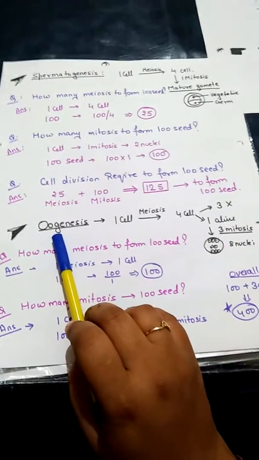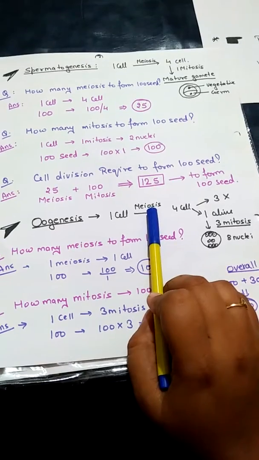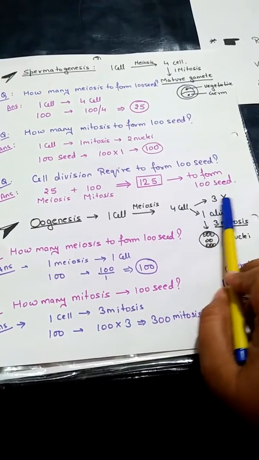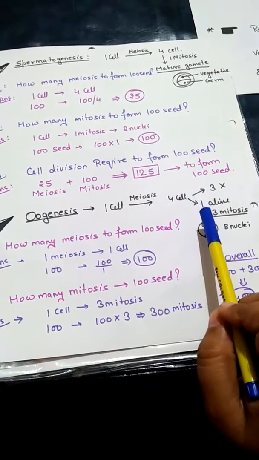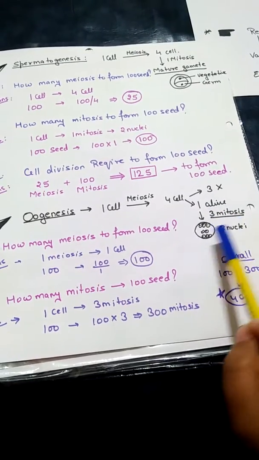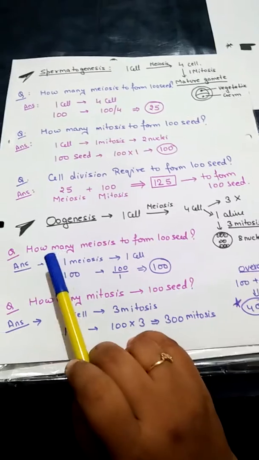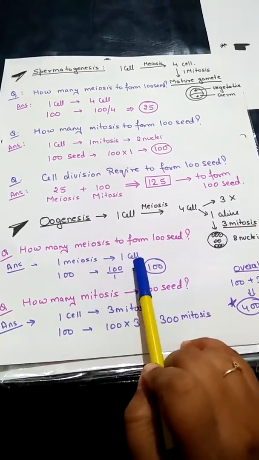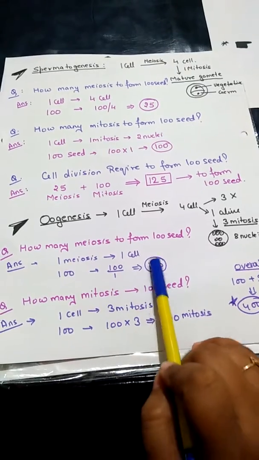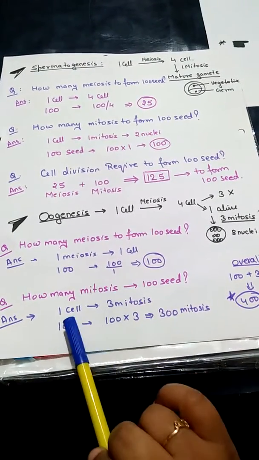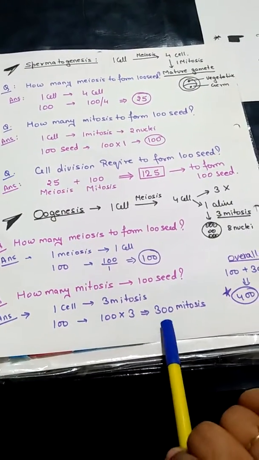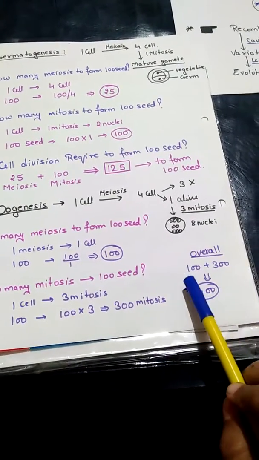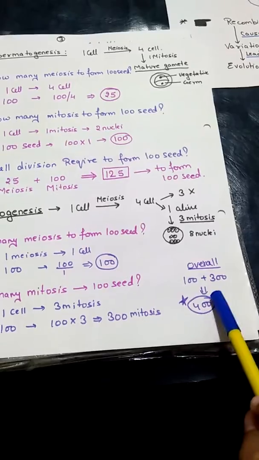Let's see about oogenesis. One cell, when it undergoes meiosis, 4 cells will form where 3 will disintegrate and only 1 will be alive, different from the male part. Now, the one alive cell will do 3 mitoses to form 8 nuclei in a particular cell. How many meioses to form 100 seeds? 1 meiosis, 1 cell. Now 100 divided by 1, 100 meioses are required. For mitosis, 1 cell completes 3 mitoses. So 100 into 3, 300 mitoses. Overall cell division requires 100 meioses, 300 mitoses, overall 400 cell divisions are required.